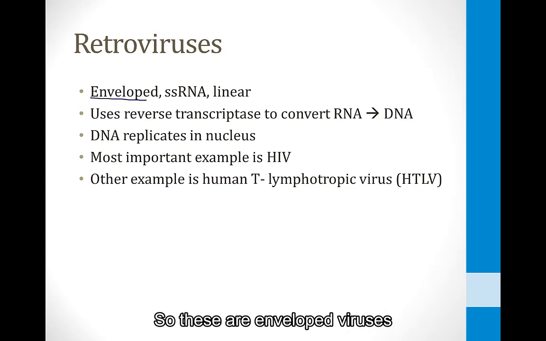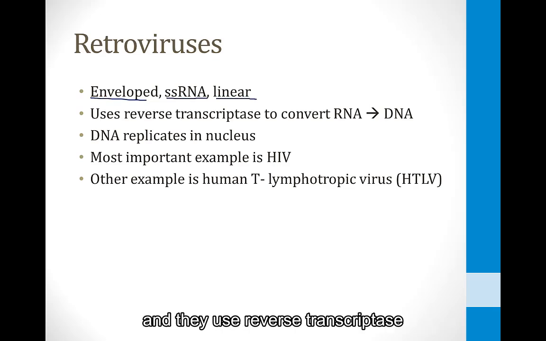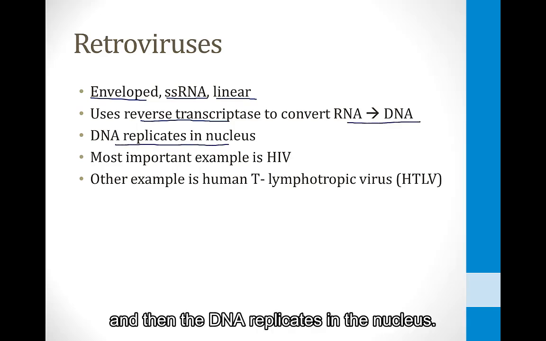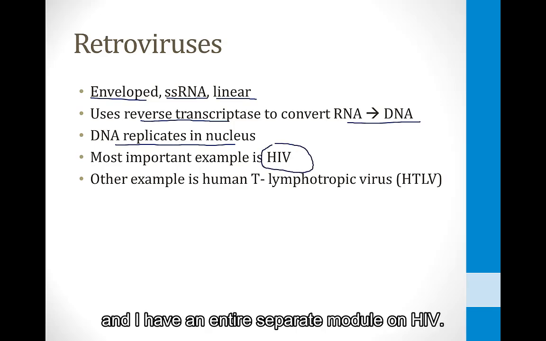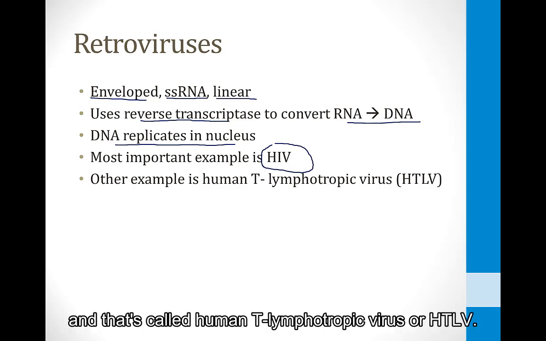Moving on, let's talk about the retroviruses. So these are enveloped viruses with single-stranded RNA and a linear genome, and they use reverse transcriptase to convert their RNA into DNA, and then the DNA replicates in the nucleus. The most important retrovirus is HIV, and I have an entire separate module on HIV, but there's one other retrovirus you should know about, and that's called human T lymphotropic virus, or HTLV.